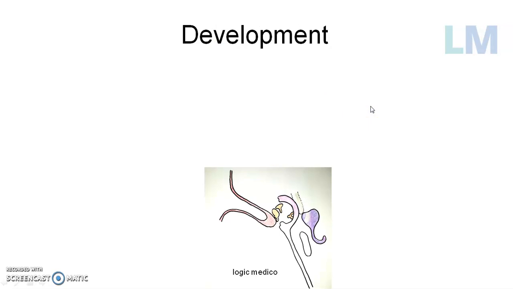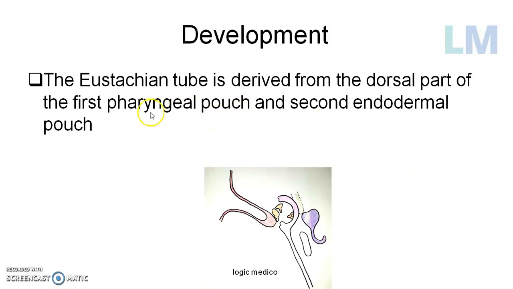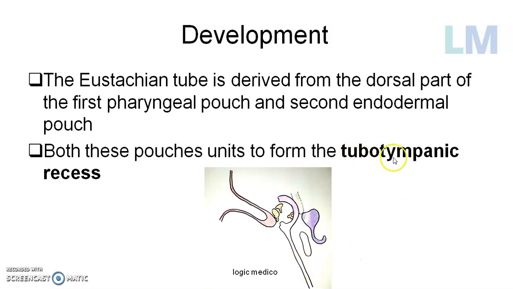Come to the development of the eustachian tube. Eustachian tube actually develops from the endoderm. There will be two pouches, the first endodermal pouch and the second endodermal pouch. This can also be called as pharyngeal pouch. Both these pouches unite to form one structure. It is called like this, tubotympanic recess.